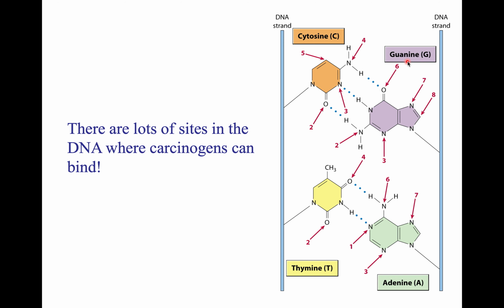And this image from the textbook kind of cracks me up. It's supposed to be showing sites where carcinogens can bind and affect DNA, and it's here and here and here and here and here and here and here, basically everywhere. So bottom line is lots of these carcinogens are attracted to the nitrogenous bases in particular. There's lots of places where they can bind.